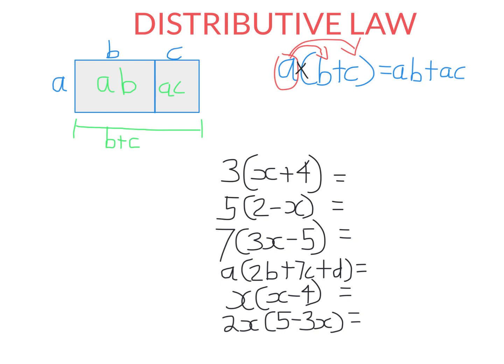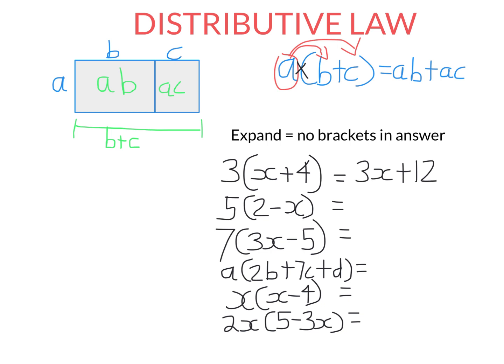So if you're asked to expand these brackets, it means that we write an equivalent expression without any brackets in our answer, just like we did up here. So we use the distributive law. We distribute the 3 to the x, so 3 times x. And then it's 3 times positive 4, which is positive 12, and we're done.